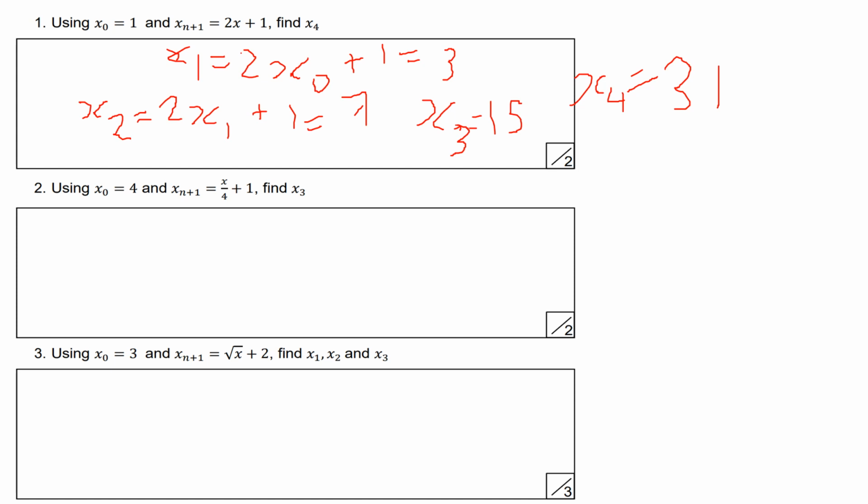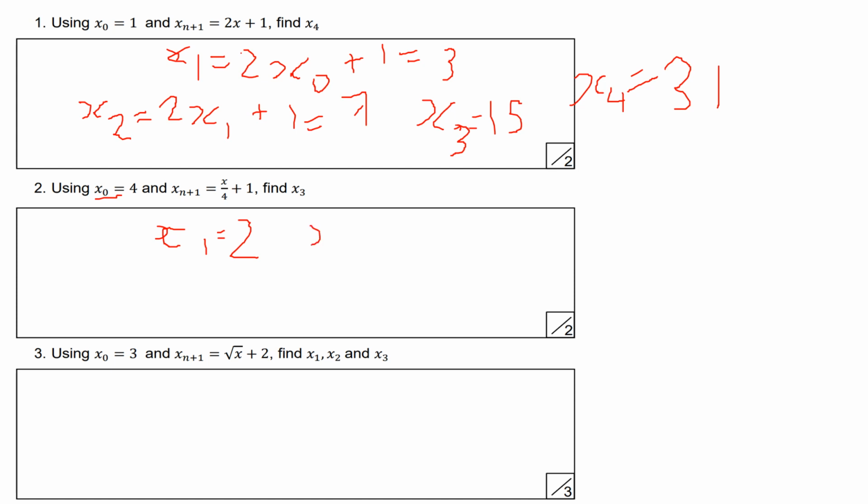Question number 2. Using x0 equals 4, xn plus 1 equals x over 4 plus 1, find x3. To work out x3, step 1, put in n equal to 0 to work out what x1 is. That will be x0, so 4 over 4 plus 1, which will be 2, because 4 divided by 4 makes 1, plus 1 is 2.